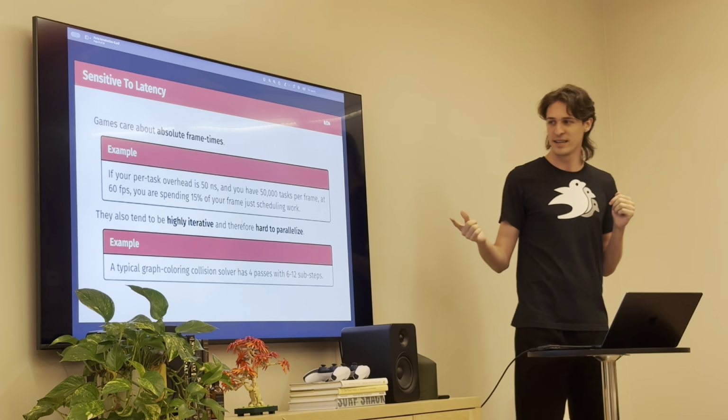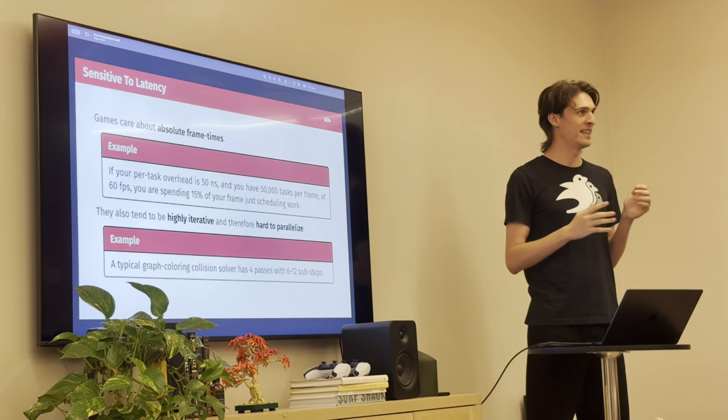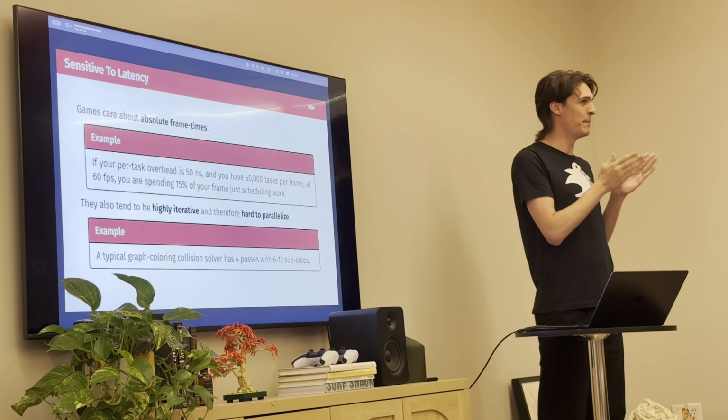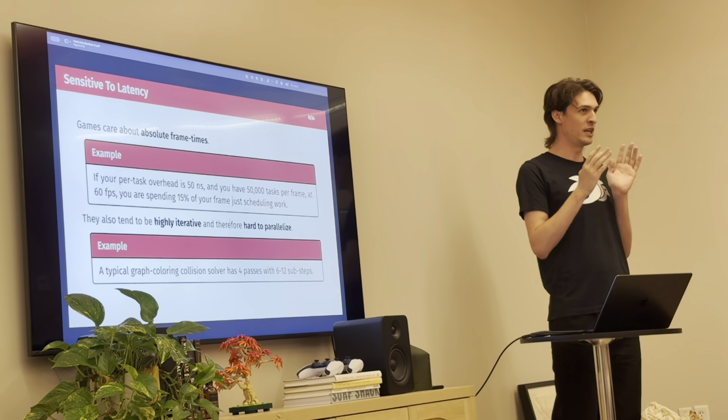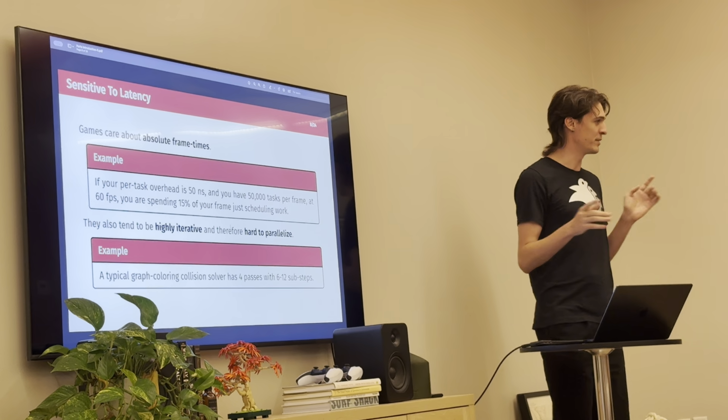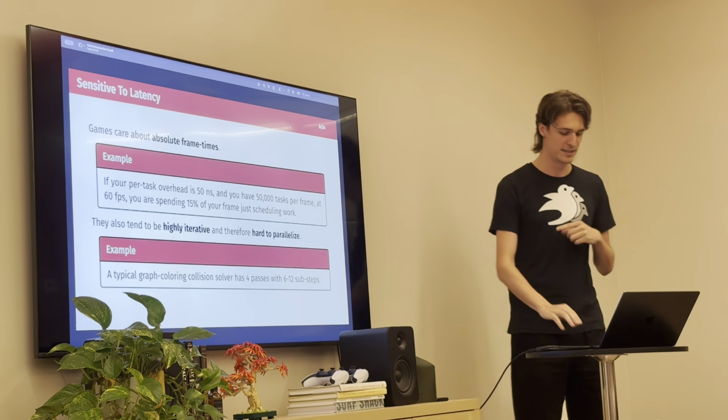Just a graph coloring collision system can add like 50 iterations of the same parallel operation, which means any overhead on that is multiplied by 50. So it's an important case to optimize.